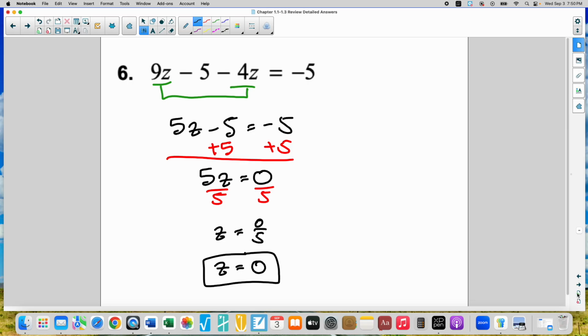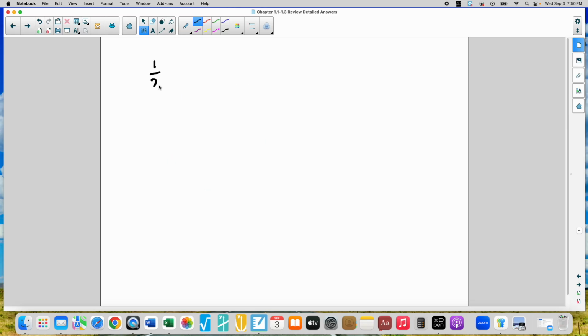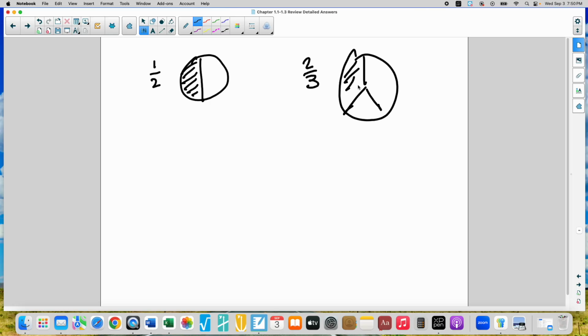If we think of pizza, if you have 1/2, you're eating 1/2 of 2 pieces. I'm eating 1 out of 2 possible slices. If you have 2/3, I'm eating 2 of the 3 possible slices. If I have 0 out of 4, 0 over 4, I have 4 slices and I'm eating 0 of them. So I ate 0. That's why it's equal to 0.